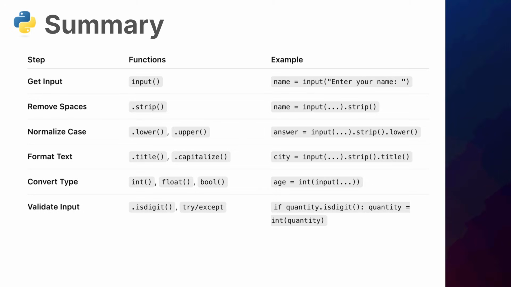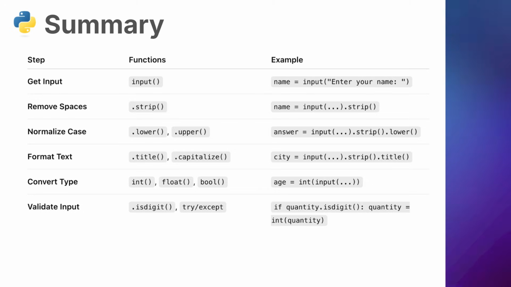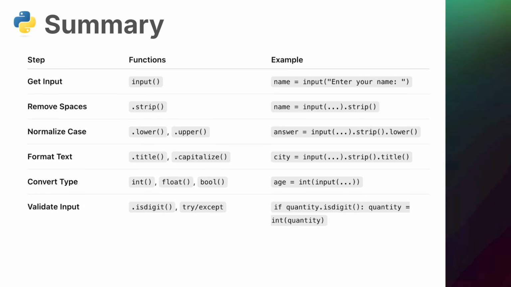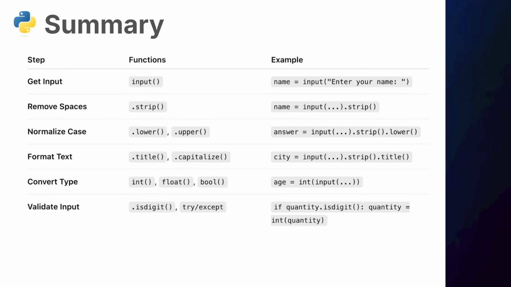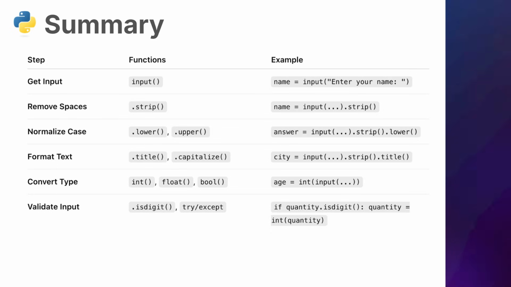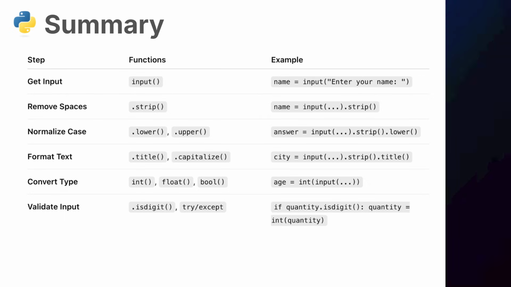Alright, here's a quick recap of everything we've covered about handling user input in Python. We start with the basics. Input is how we ask the user for information. From there, we usually need to clean it up. Strip removes any extra spaces they might have accidentally added. If we're comparing answers like yes or no, lower or upper lets us treat all responses the same, no matter how they're typed. And when we want our text to look nice, like names or cities, we can use title or capitalize to fix the formatting automatically.